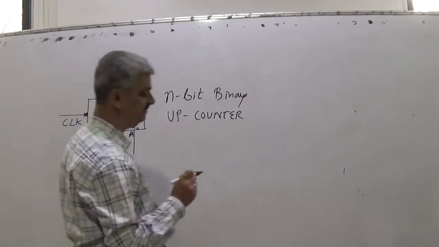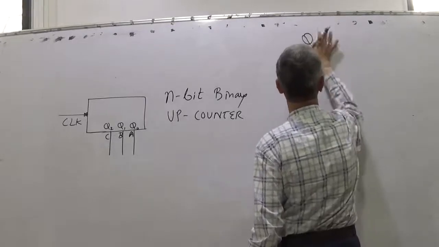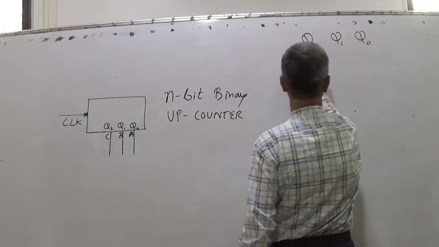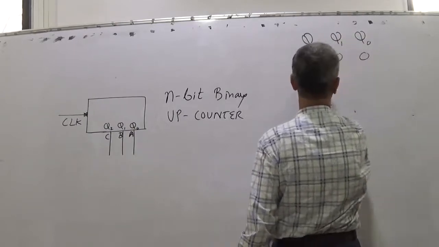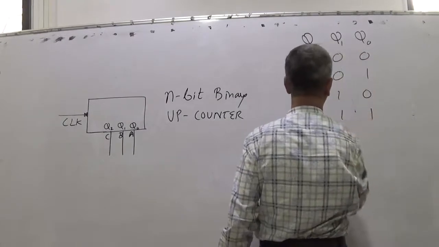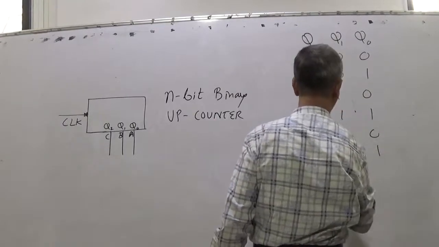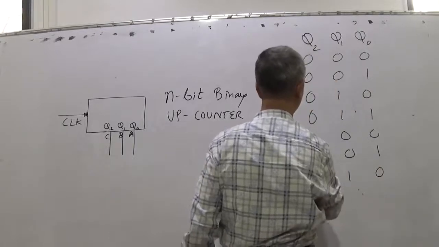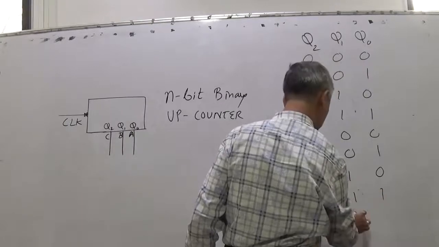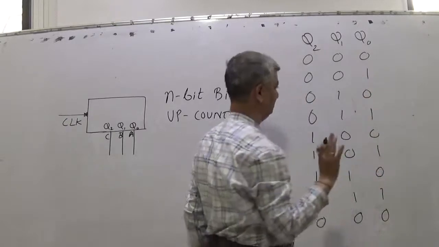If you want to design a 3-bit counter, I write the outputs Q2, Q1, Q0. The states are 0, 0, 0, then 0, 0, 1, then 0, 1, 0, then 0, 1, 1, then 1, 0, 0, then 1, 0, 1, then 1, 1, 0, then 1, 1, 1, and then you also write 0, 0, 0. So current state and next state, like this.